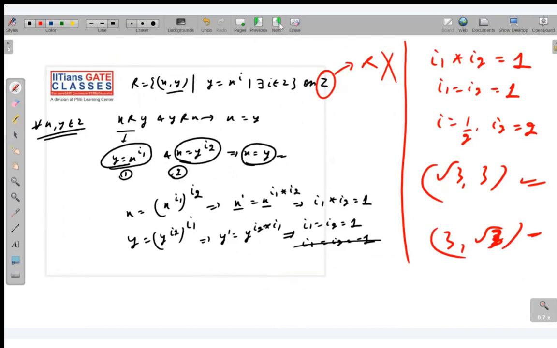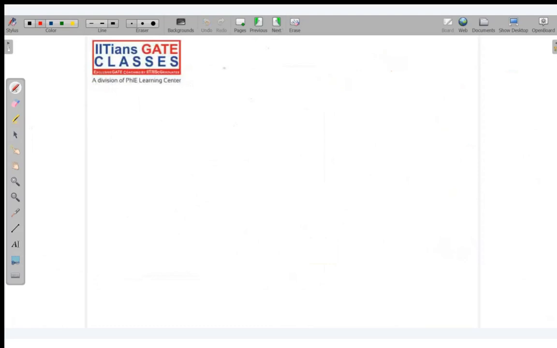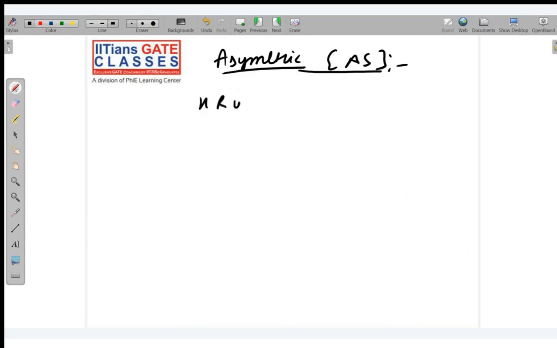Okay, so now we are going to start asymmetric relations. So you have to practice all these things, only then you will get more clarity of it. So asymmetric, that is AS. We will shortly call it AS. So what is the definition of AS? AS is very simple. It says X related to Y implies Y should not be related to X. That is the very basic meaning.